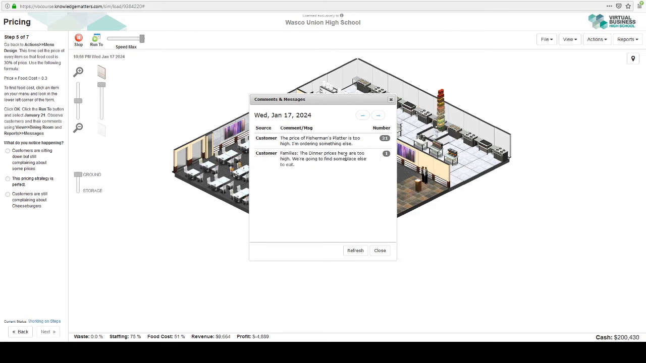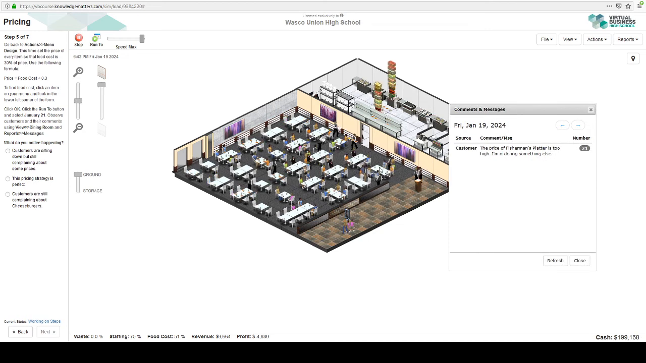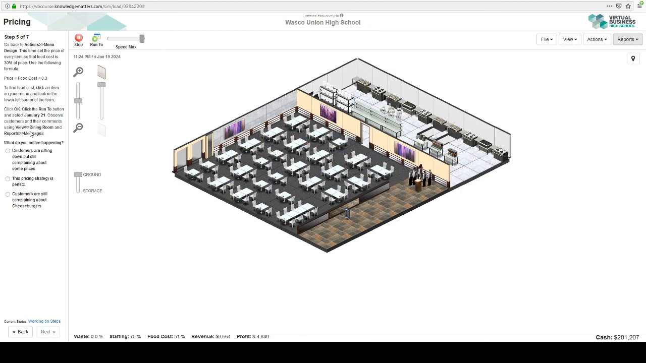Ooh, all the dinner prices are too high. Let's see. They don't want us to make a 30% profit. So if you pay attention to the things they're complaining about, these are the things that we're going to drop down. And if we look at the dining room, you can see that they're sitting down. They're not necessarily going to a new restaurant. They just don't like certain menu prices, right? So, customers are sitting down but still complaining. Yeah, so it's obviously this one.